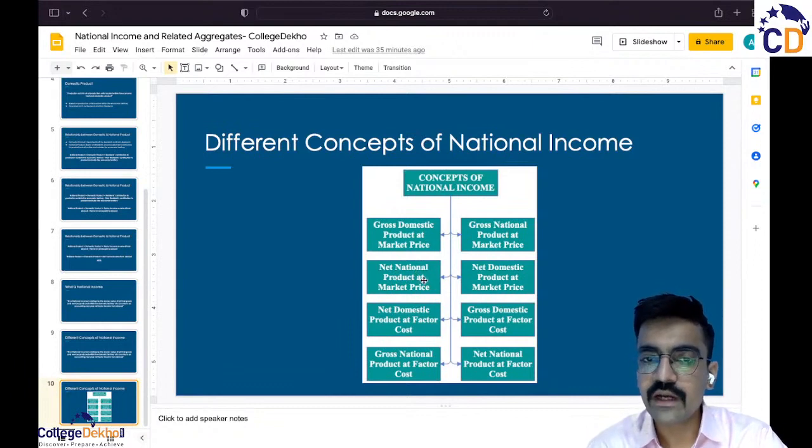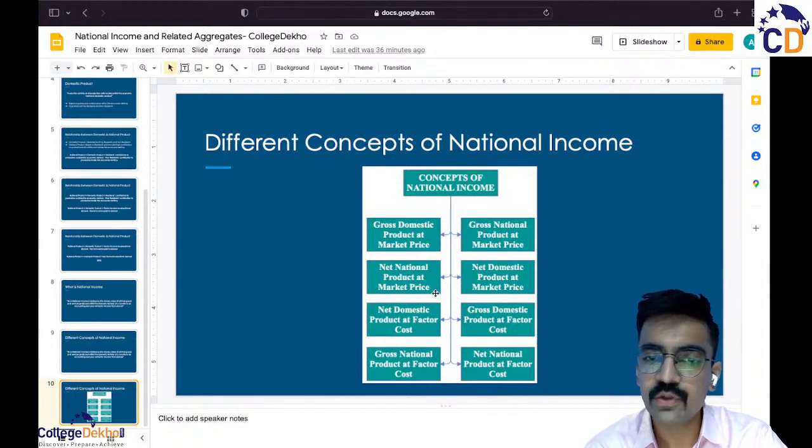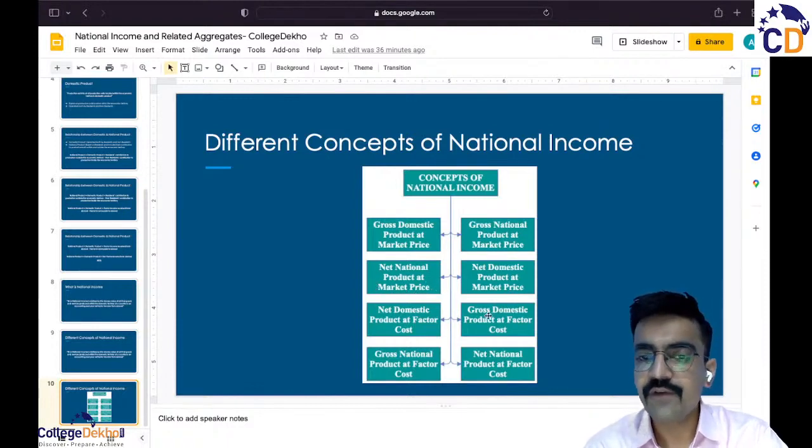And now we know that we have to calculate the net national product. Now the question that again comes here is whether it has to be calculated on the market price or the factor cost. Here we know that it has to be calculated on the market price. Now what does market price again mean? Market price means factor cost, add the indirect taxes, and subtract the subsidies, right?